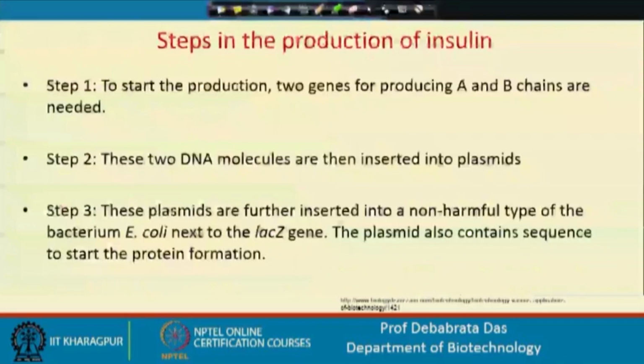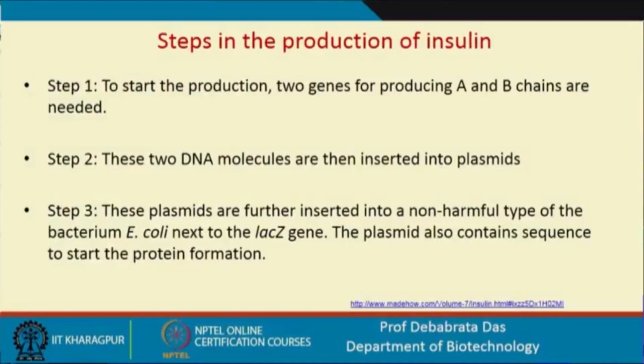Now, there are several steps involved in the insulin production process. Step 1 is to start the production. Two genes for producing the A and B chains are needed, because I have already mentioned there are two chains. So, two genes are required. One gene produces chain A and another gene produces chain B.